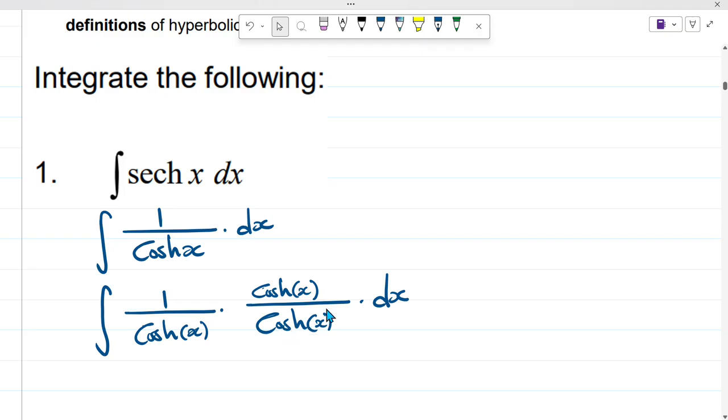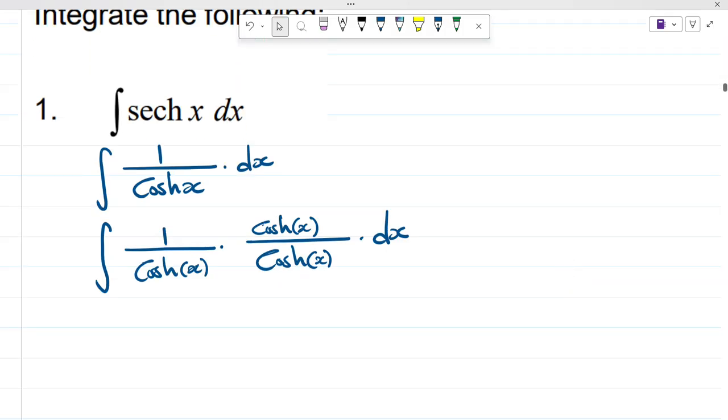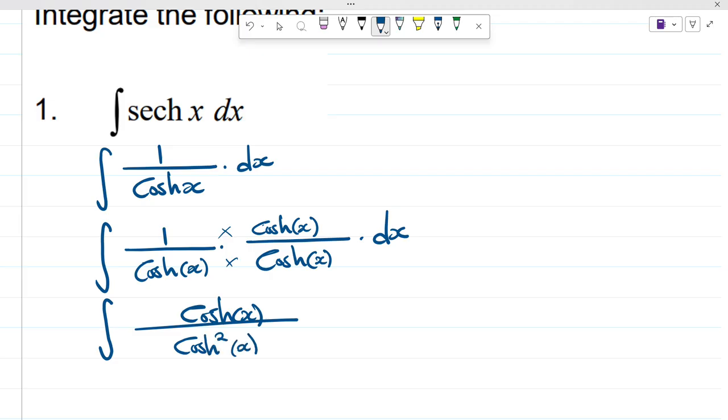Makes sense, right? I hope you're not confused. I'm not here to confuse you, but to make you see light at the end of the tunnel. Anyway, from here, you multiply the numerator by the numerator, and the denominator by the denominator. So at the end of the day, we'll have hyperbolic cos of x divided by hyperbolic cos of x squared, just like that, dx.